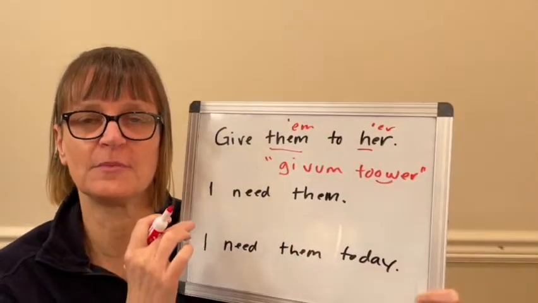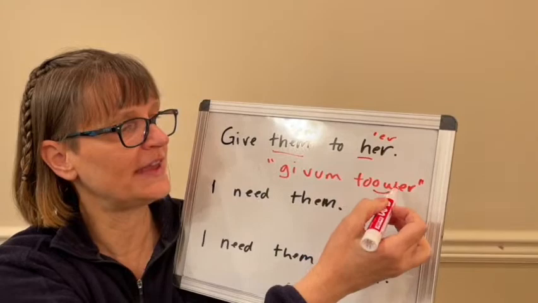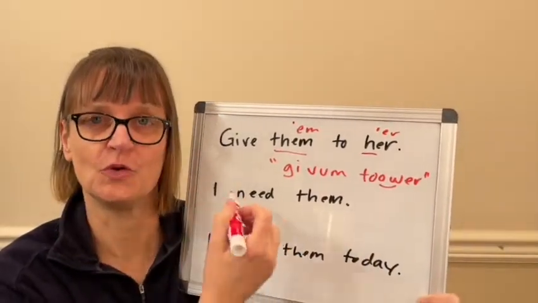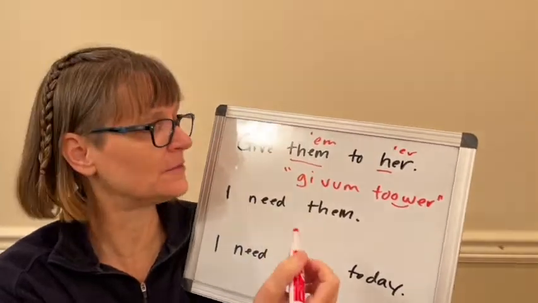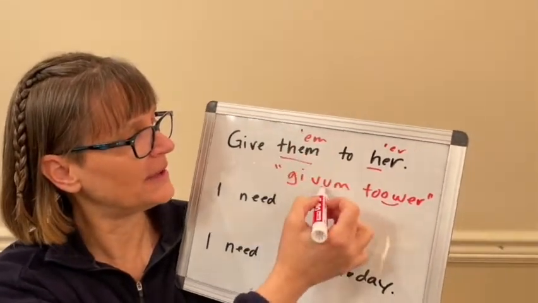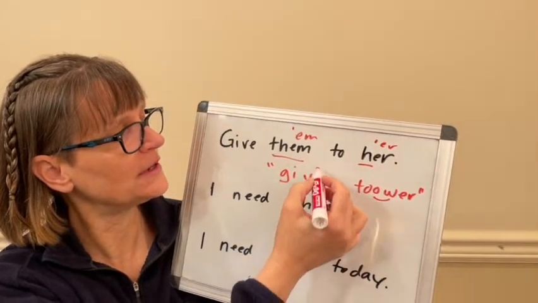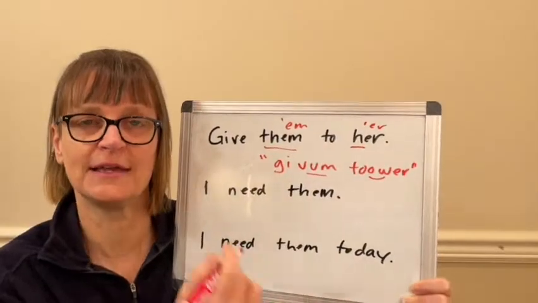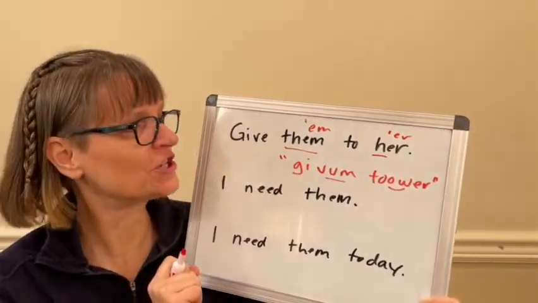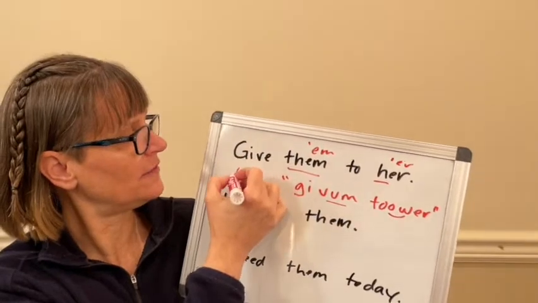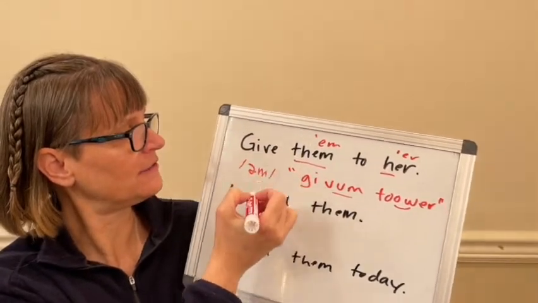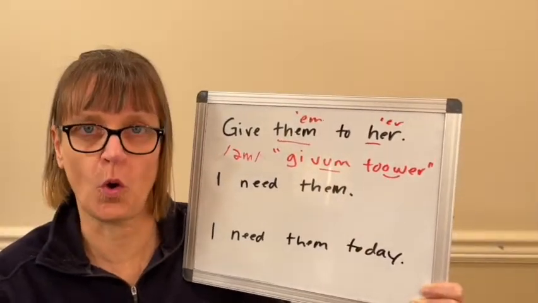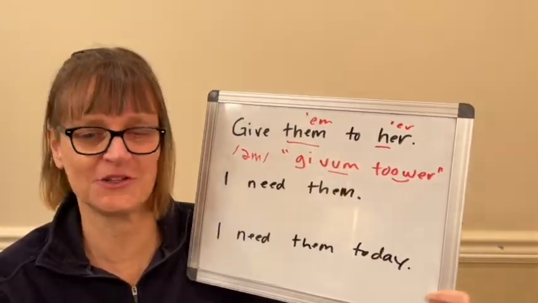Because as we link "to her," if we drop the H, then we need a little W glide coming in there to connect the "oo" to the "er." Give 'em to 'er. I wrote it as "'em" here, because even though you'll see it written this way as M for the reduction of "them," it really is more of a schwa and an M sound. Give 'em, give 'em to her. So that's typically how the word "them" sounds when it's reduced.